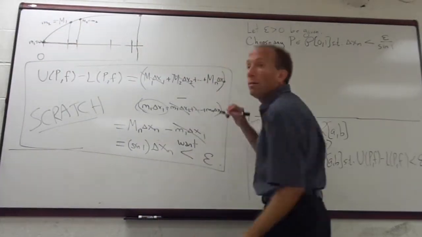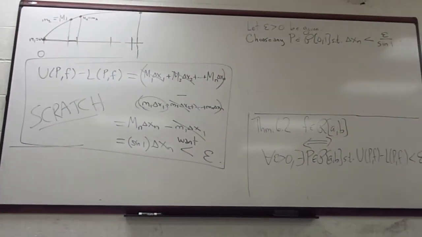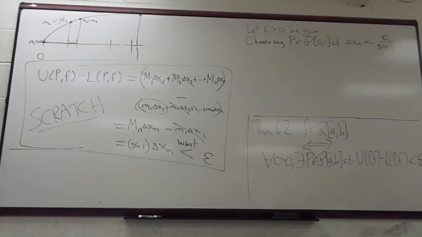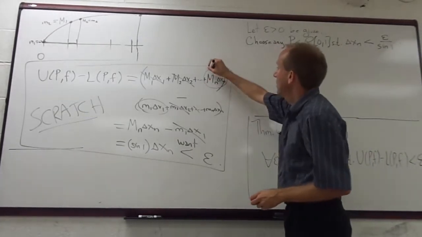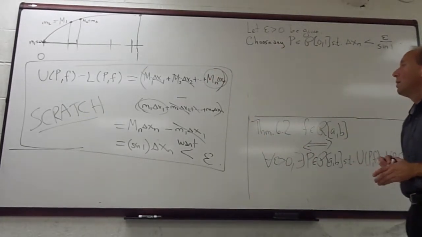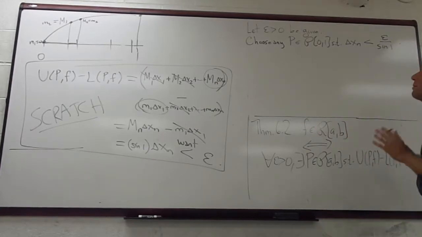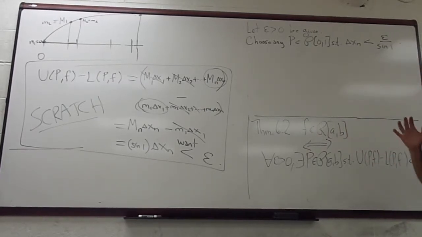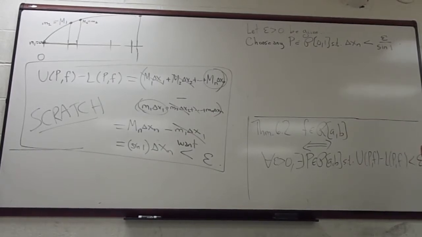Dr., I have a quick question before we go ahead. Uh-huh. I don't see how our M1 delta x1 and our M2 delta x2 cancel unless we're assuming that delta x1 and delta x2 are the same. You're right. You're right. You are absolutely right. Because I forgot to make all my subintervals equal width.